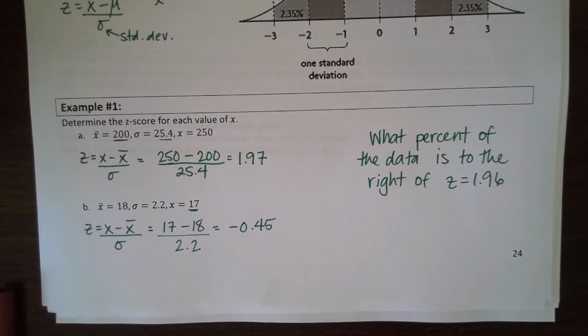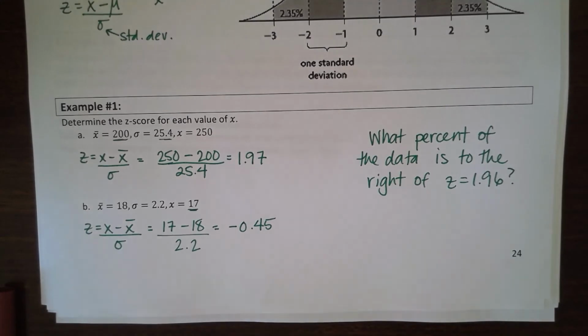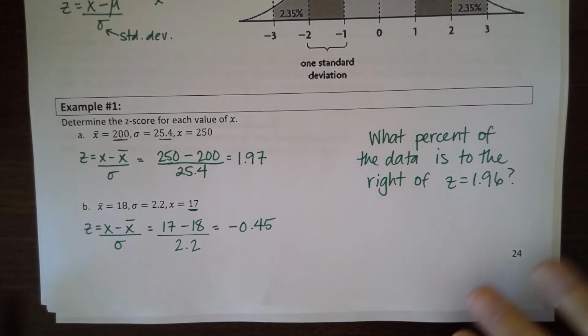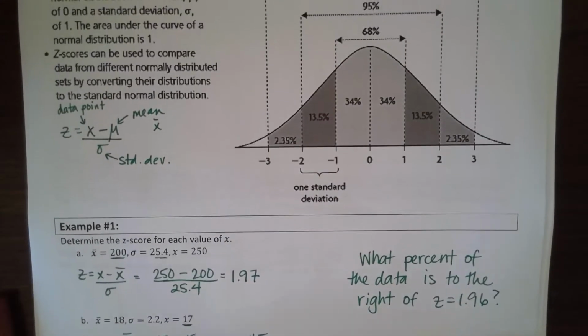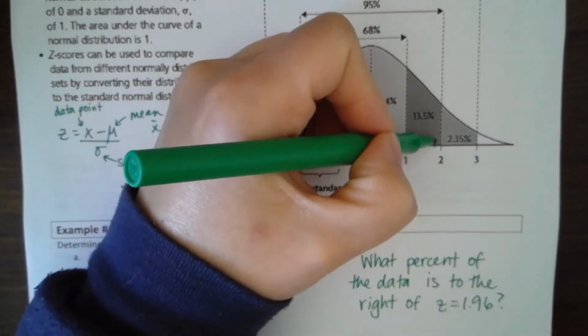Okay, my notes are a little bit different than yours, so I just wrote down the next question that's in your notes: what percent of the data is to the right of z equals 1.96? Okay, so what does that mean? Let's go to our picture here. Z equal to 1.96 means z is almost 2.